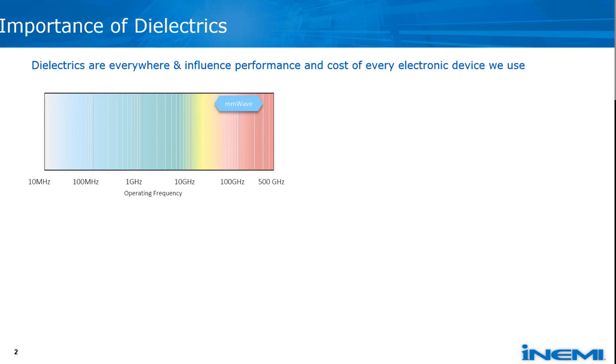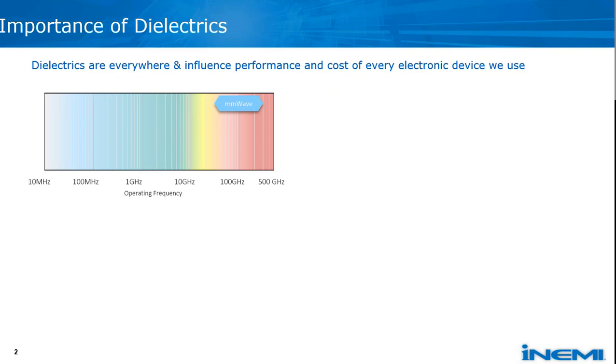I think everybody recognizes that they're important, but if you really step back and think about this, dielectrics are everywhere, and they influence the performance and in many cases, the cost of essentially every electronic device that we use. And if you look at the title of the presentation, we're really focusing the project as a millimeter wave project. And typically people think of millimeter waves as being essentially the bandwidth between about 30 gigahertz and maybe 300 or so. And so that's a pretty high set of frequencies.